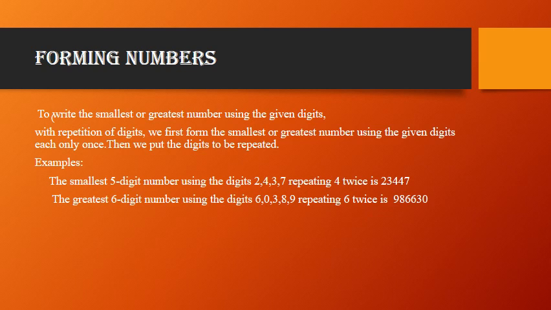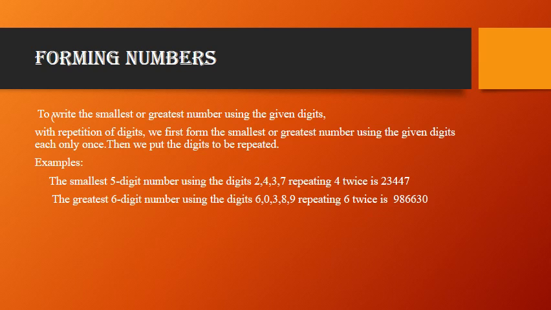Now children, the next one is to write the smallest or the greatest number using the given digits with repetition of digits. We first form the smallest or the greatest number using the given digits, each only once. Then we put the digits to be repeated. Just understand this with the help of an example. Children, the first example is you need to form the smallest 5-digit number using the digits 2, 4, 3, 7, in which 4 has repeated twice. That is 2, 4, 4, 3, 7. These are the digits. Now find the smallest 5-digit number.